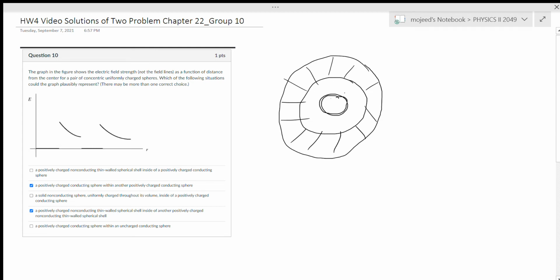And in this case, we have a conducting sphere that's positively charged, which is the inside. And then on the outside, we have an uncharged conducting sphere, which is this one. This would be uncharged, and this would be positively charged.